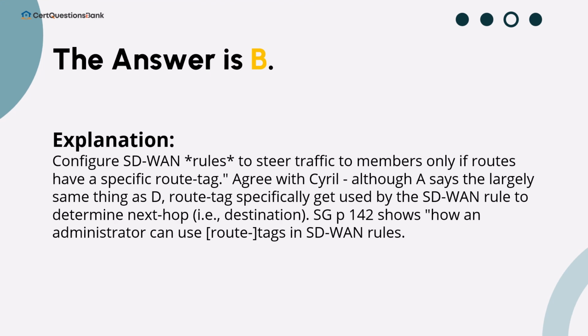The answer is B. Configure SD-WAN rules to steer traffic to members only if routes have a specific route tag. Agree with Cyril. Although A says largely the same thing as D, route tags specifically get used by the SD-WAN rule to determine next hop, i.e., destination. SGP 142 shows how an administrator can use route tags in SD-WAN rules.